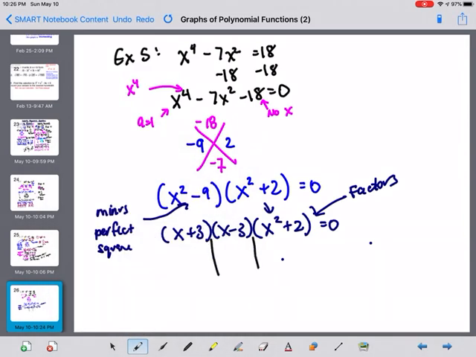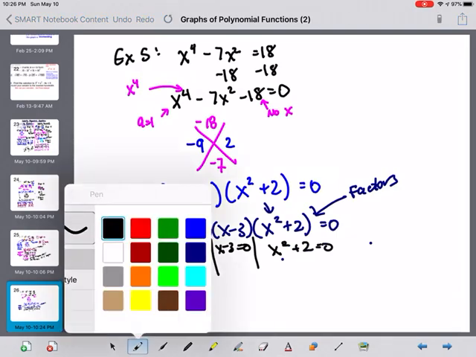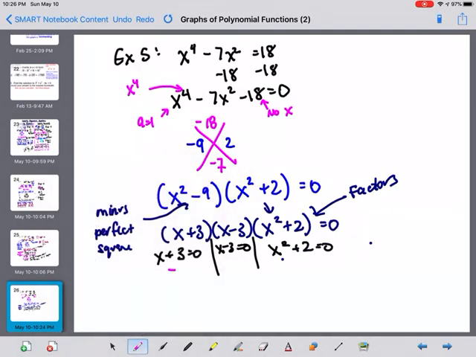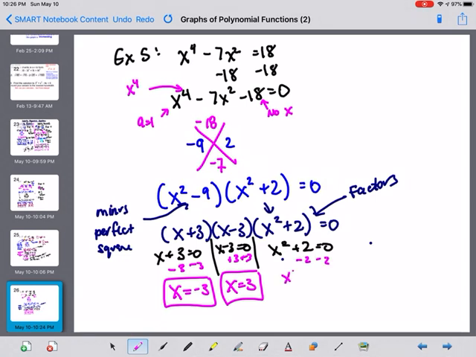Some questions will ask you for the solution. So you split and solve. We write x plus 3 equals 0, x minus 3 equals 0, and x squared plus 2 equals 0. And now we just solve each one. Minus 3 on both sides, so x equals negative 3 is one solution. Add 3 on both sides. X equals positive 3 is one solution.